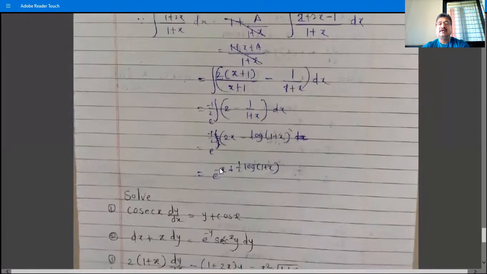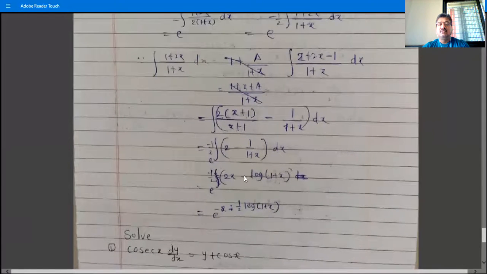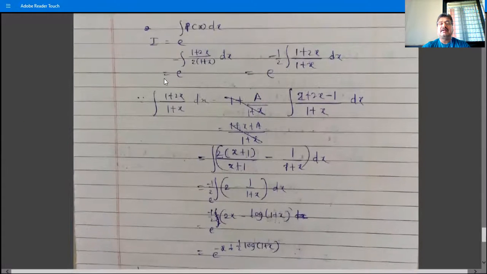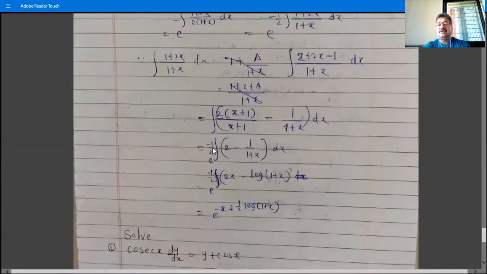So we have the integration. Integration of 2 is 2x, and integration of 1 by (1 plus x) is log(1 plus x). And so now the integrating factor: first write the integration, don't write this minus 1/2. First write I is equal to, after this step, 2x minus log(1 plus x).